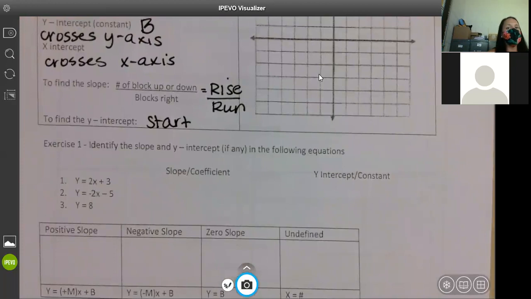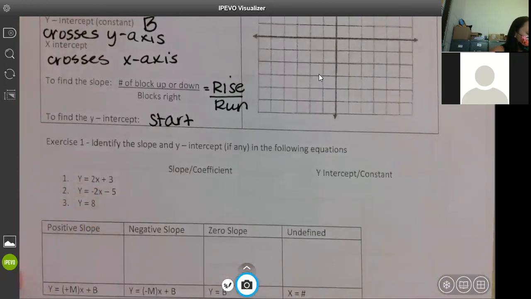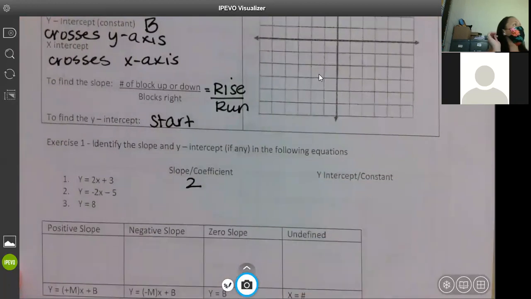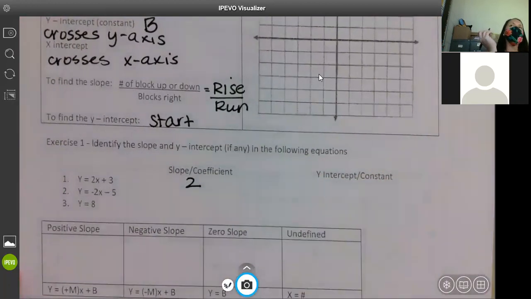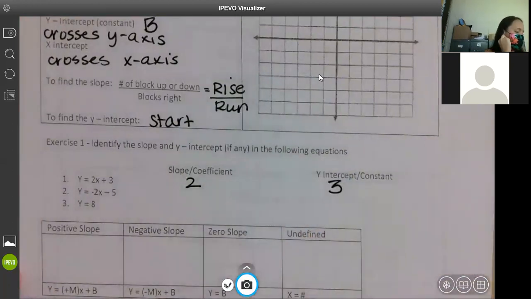On the next part, all I want you to do is identify the slope and the y-intercept. The slope is also called the coefficient because it's the number in front of the x. The y-intercept is also called the constant because it doesn't change. We always start there. What changes is the slope. Okay, so look at this first one. Which number represents your slope? Just the 2. Don't put the x with it, just 2. Which one represents your y-intercept? 3, that's it. Very good.